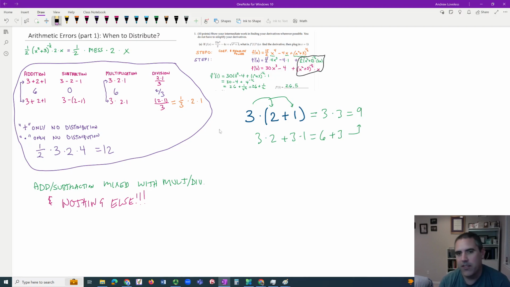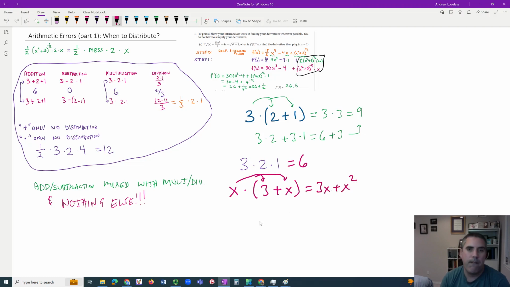I had a temptation to prove it there, but that won't resonate well with my students. So again, if you have 3 times 2 times 1 and there's parentheses, you say, oh wait, that's all multiplication. Don't distribute. It's just 3 times 2, which is 6. Cool. It extends to if there's a variable. What if you have x times 3 plus x? We are mixing operations. We should distribute. And that's going to become 3x plus x squared.